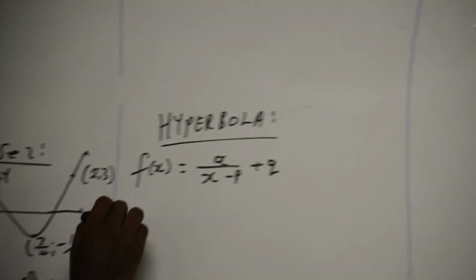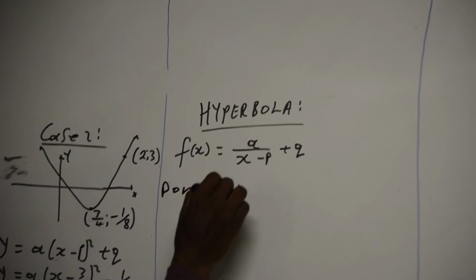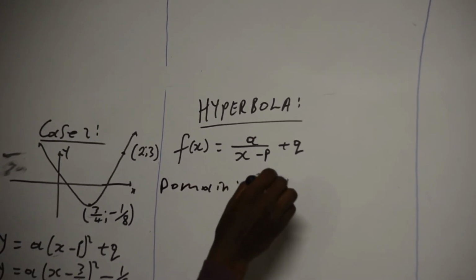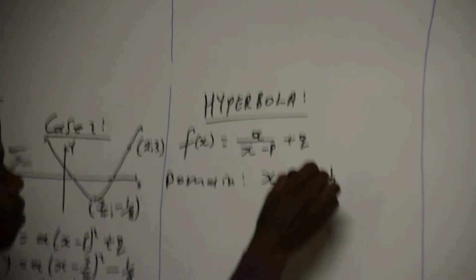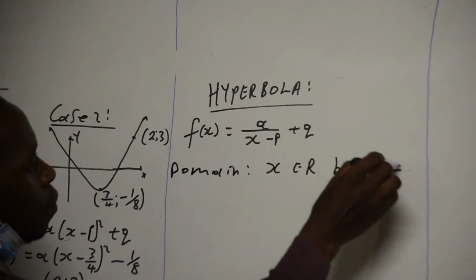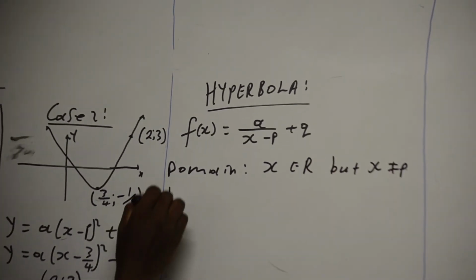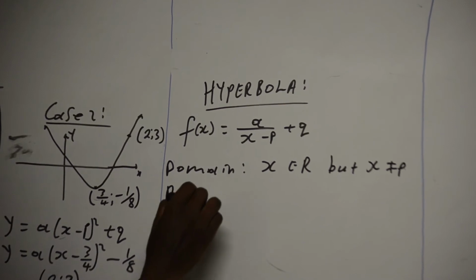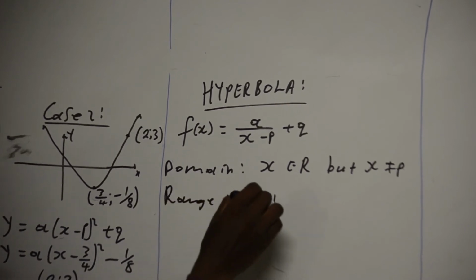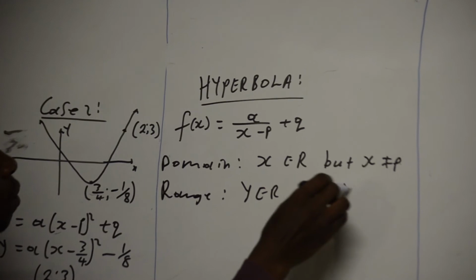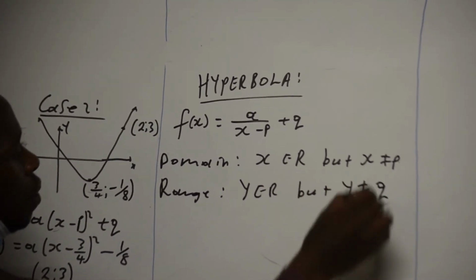The domain here is the same as the range. So what is nice about it? The domain: x is an element of R, but x is not equal to p. The range: y is an element of R, but y is not equal to q.